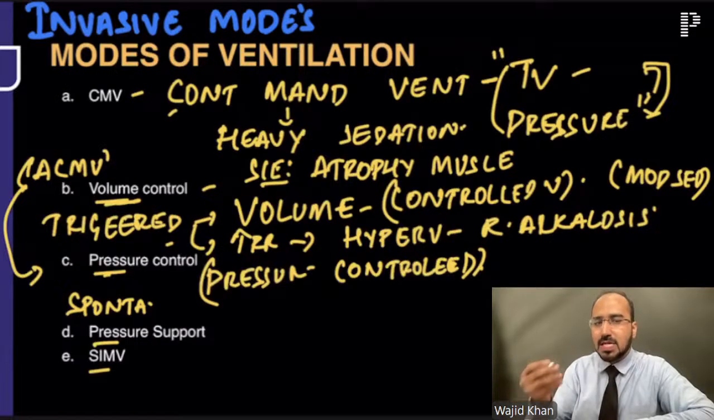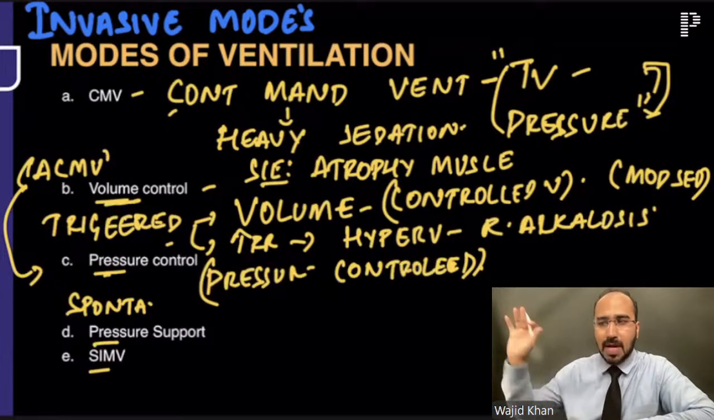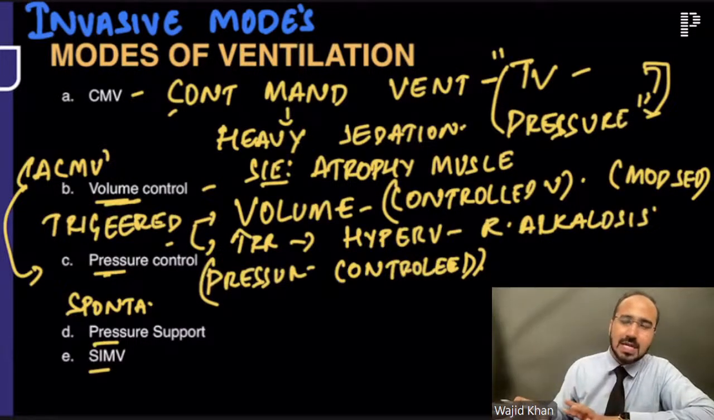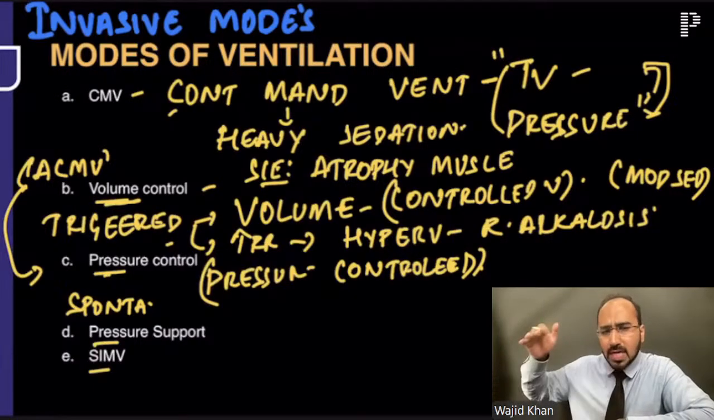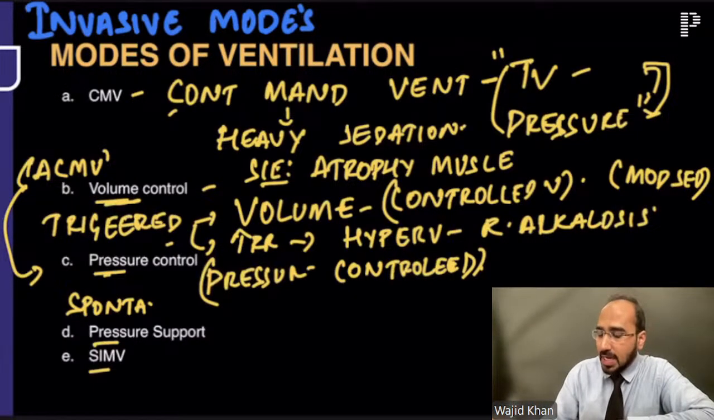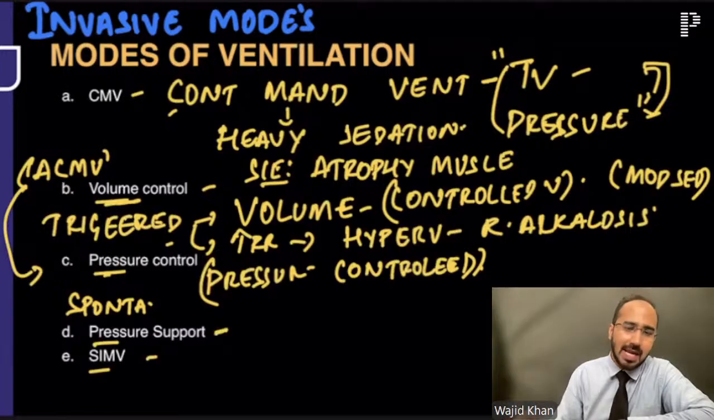Then if the patient's vital parameters are improving, ABG is improving, then you can go for a more step down mode, which is spontaneous mode. In spontaneous mode, you have pressure support and SIMV mode.